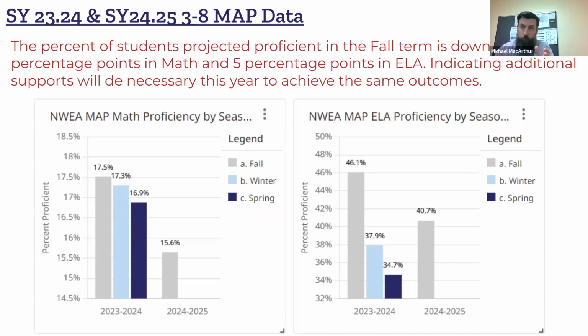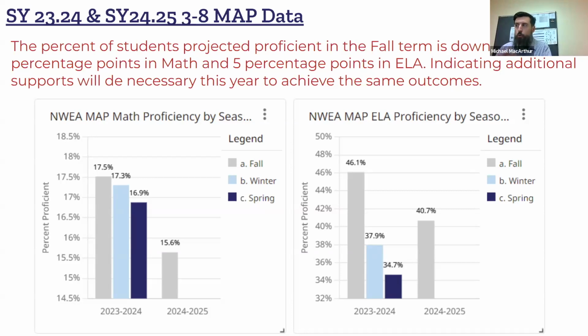And so just like we talked about with K-2, we do need to provide even more support to our students in order to get back to the same place at the end of the year, because the starting point of this 3rd to 8th grade cohort is a little bit lower. Moving over to ELA, we saw an even more stark decline, going from 46% in the fall to 34% at the end of the year.